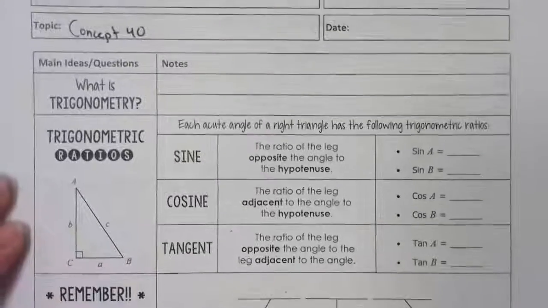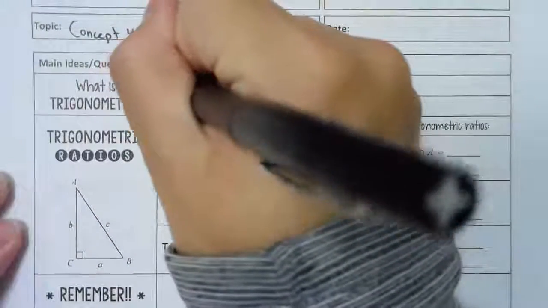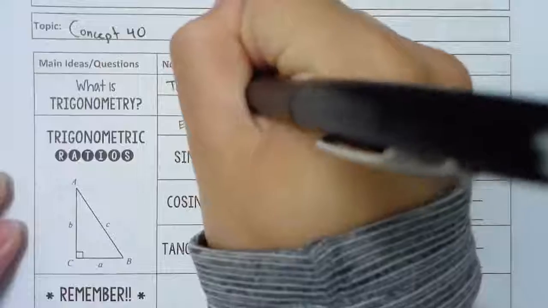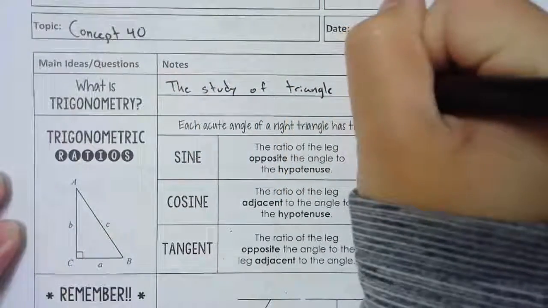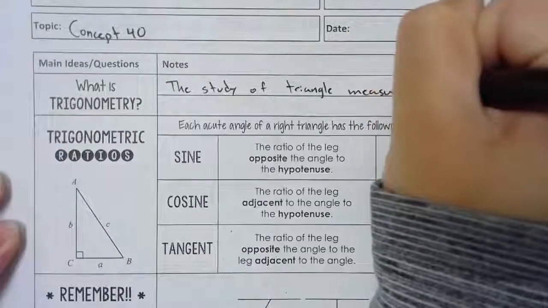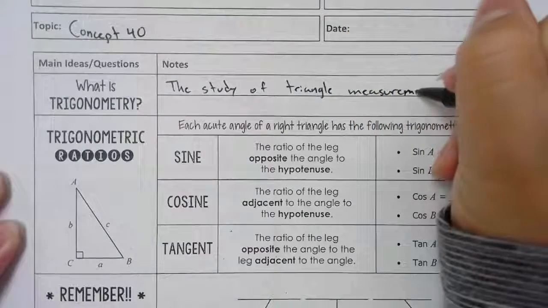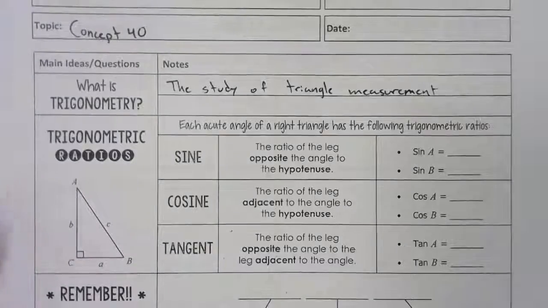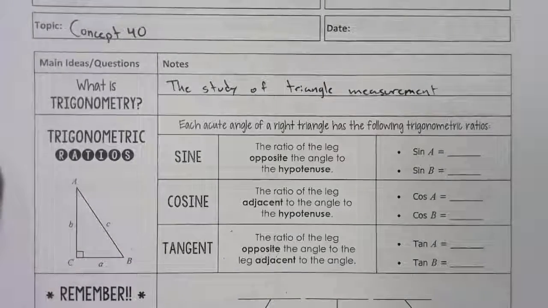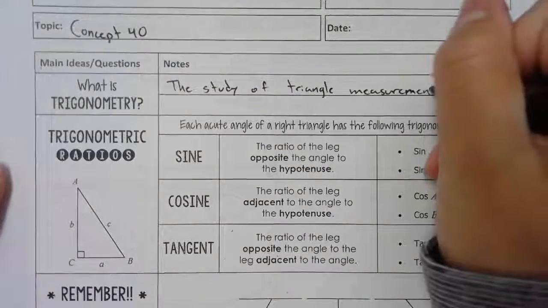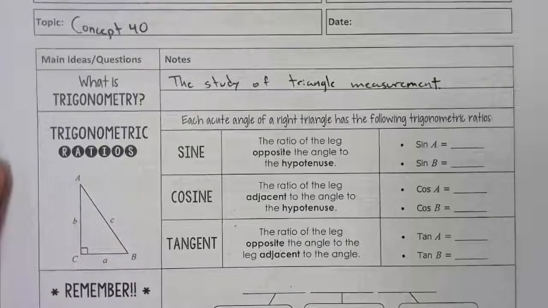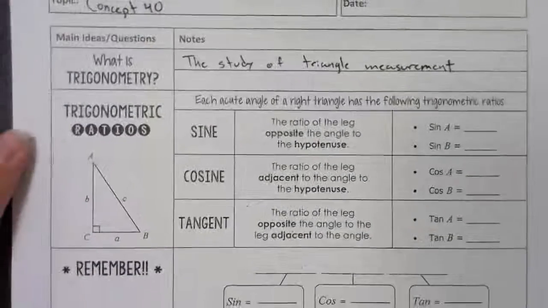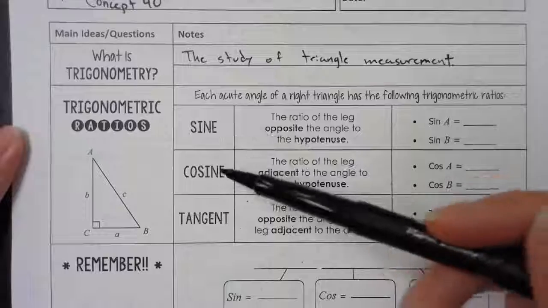So what is trigonometry? Trigonometry is the study of triangle measurement. And we're not new to this because we've been doing triangle measurement for a long time, right? When we were doing Pythagorean theorem, we were working with isosceles triangles and similar triangles. However, trig ratios are specific to being able to solve all the sides and angles of a triangle. My trig ratios are sine, cosine, and tangent.